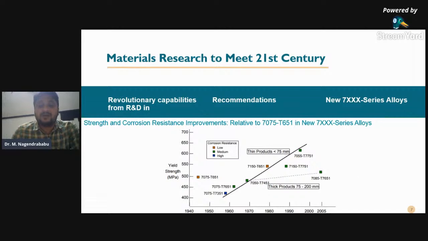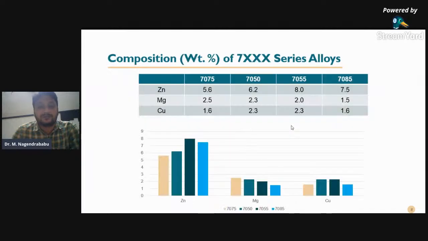Here we can see the strength and corrosion resistance improvements related to 7075 T651 and the new 7 series alloys. We had a leap curve here where we consider low, medium, and high corrosion resistances. Thin products are less than 75 mm and thick products are between 75 and 200 mm, which we consider when it comes to alloys in aerospace.